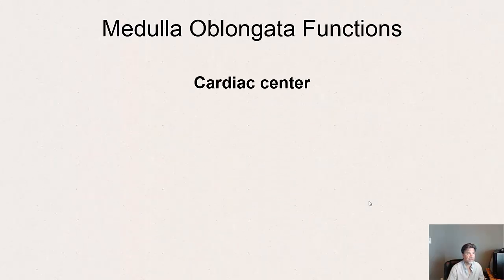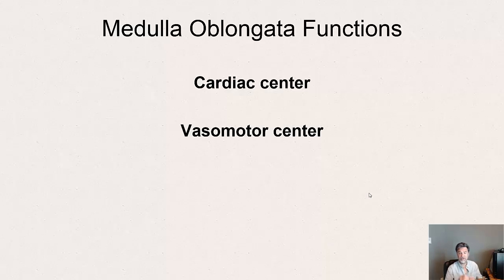In the medulla oblongata, why is it so important? Well, your heart rate is controlled here. You have centers that will control speeding up the heart rate, slowing down the heart rate. You'll have centers in your medulla oblongata that control the extent of your blood vessels, whether they dilate or constrict. That's called the vasomotor center.